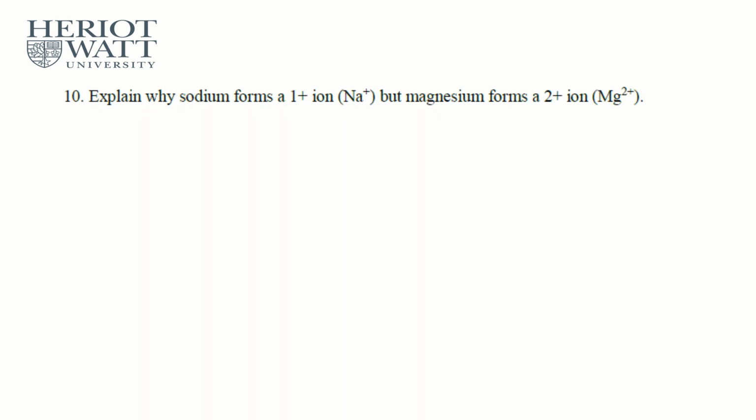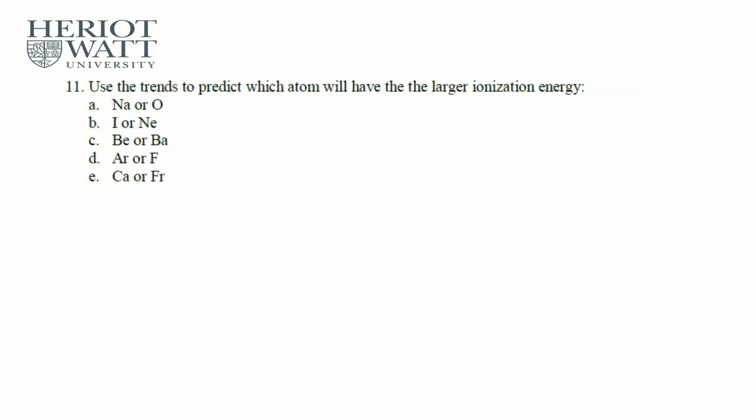All right, number 10. Explain why sodium forms positive 1 ions, but magnesium forms 2 positive ions. Now, the answer is very simple. Again, in order to achieve a stable electron configuration, an element needs to release its valence electrons. Therefore, sodium has 1 valence electron, magnesium has 2 valence electrons. That results in positive 1 for sodium, 2 positive for magnesium. That's it.